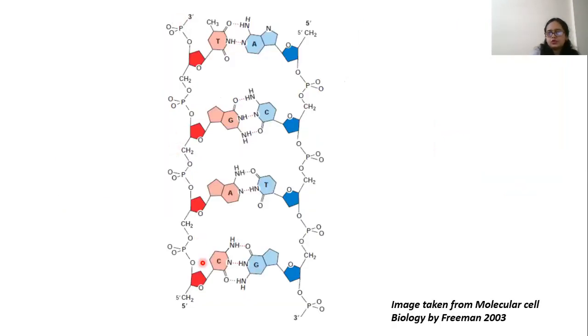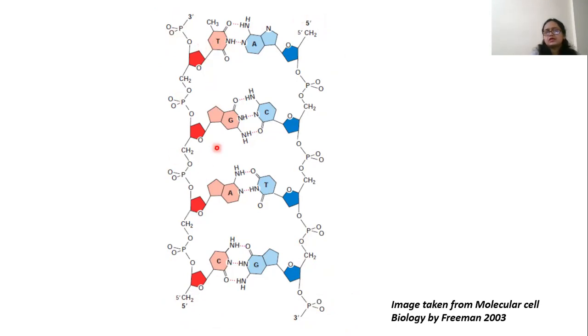Now here two polynucleotide chains, or you can say the double helix structure of the DNA, is shown. See, one strand has 3' to 5' polarity, while the other strand has 5' to 3' polarity. And the groups which attach to these ends are also different. Here you can see at the 5' position, phosphate should be attached, while here at the 3' position, OH. Here OH and here phosphate.